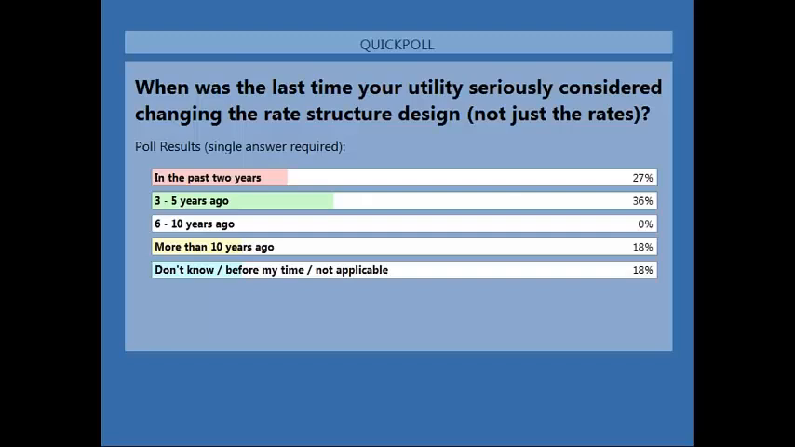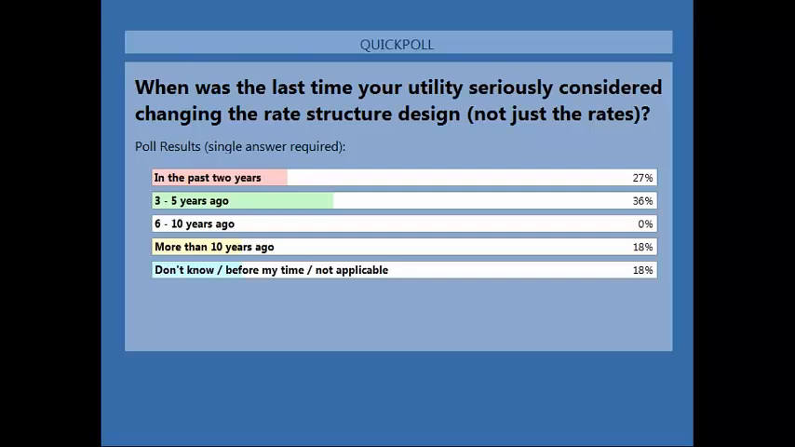So it looks like for most of you, you've actually reviewed the rate structure design recently, within the past 2 years or within 5 years. More than half of you looked at that. Some of you have not looked at changing a rate structure design for more than 10 years, which is, like I said, not uncommon because a lot of utilities just stick to the rate structure, they're happy with it, or they don't even think about it, and they just look to change the rates and make sure that the revenues are going to be sufficient. And for some others, don't know, it's before your time or not applicable. So thank you for that answer.